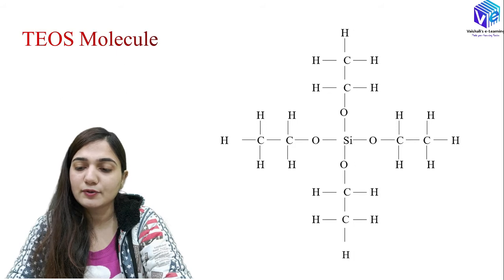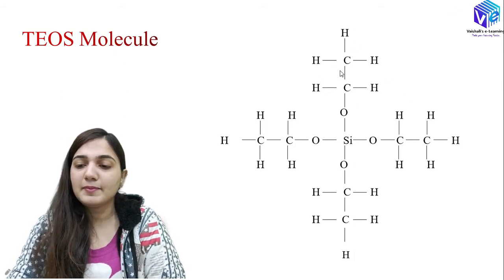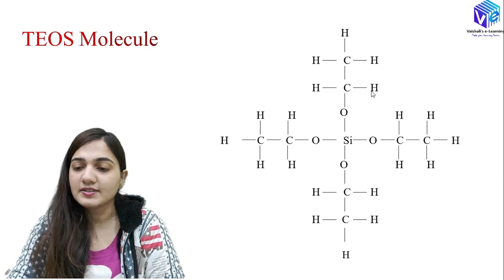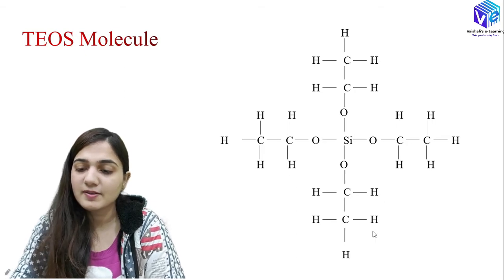This is how our TEOS molecule would be looking like. We have the ethyl group. So ethyl will be composed of CH3 and CH2. Okay, we have oxy. So this is how oxygen is there and it is connected to the silicon, and to all of the 4 sides of the silicon the same structure is combined. So this is my TEOS molecule. This is a simple structure.